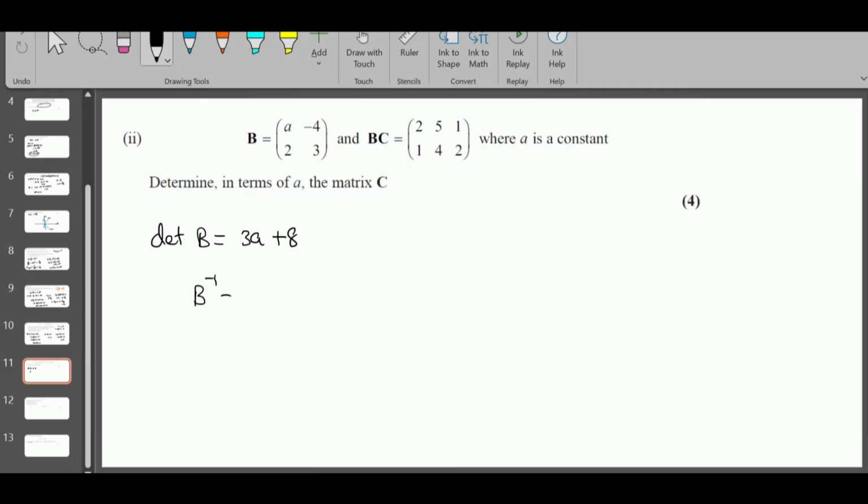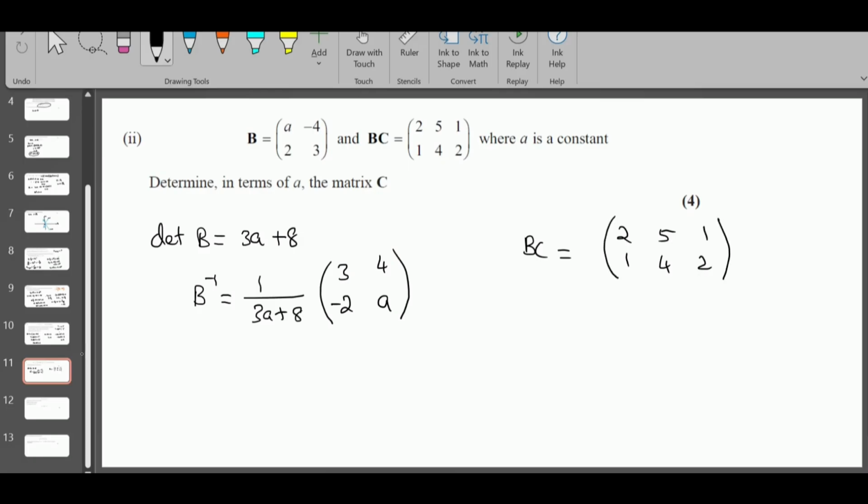B inverse is, the formula is 1 over the determinant value of B. And then swap these two elements, 3A. Invert the sign of these two elements, minus 2, positive 4. That's how you find the inverse of a 2 by 2 matrix. Why are we finding B inverse? Because it's given BC is equal to 2, 5, 1, 1, 4, 2. They want us to find C.